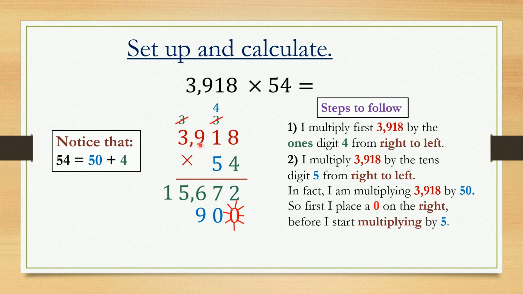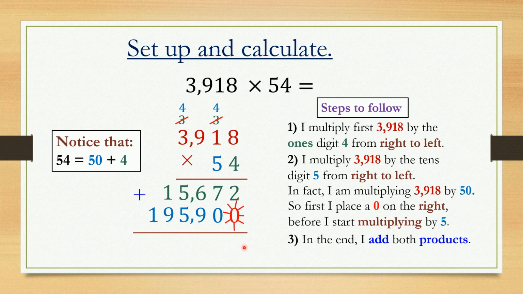So 5 times 9 is 45. I write 5 and I carry 4. Now in the end, 5 times 3 is 15. 15 plus 4 is 19. So I write the 9 and here we don't have any more digits. I write the 1 next to the 9 by itself, and in the end I put the comma. In the end now, last step, I need to add both products. So I put the sign plus, I underline, then I start my addition.